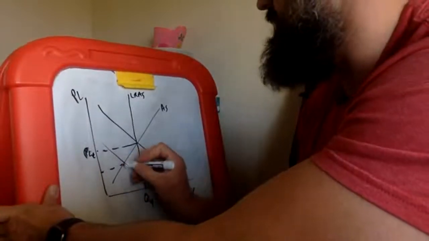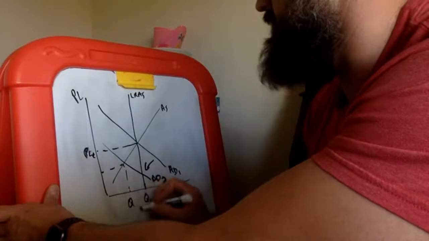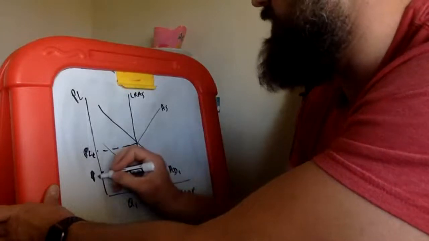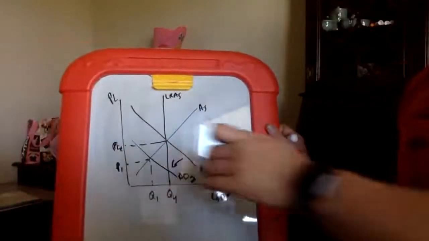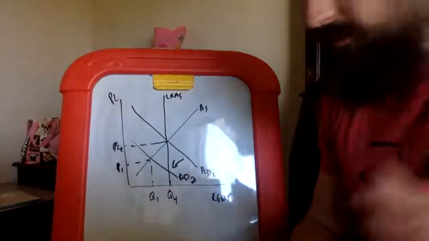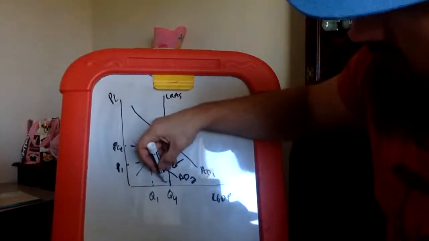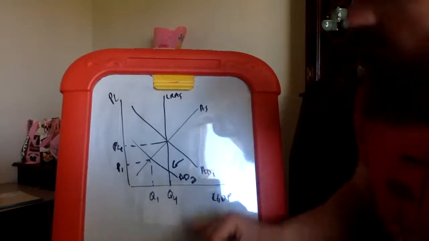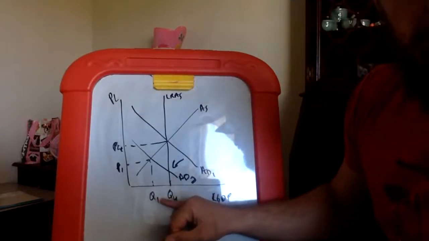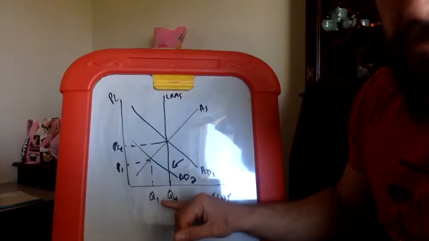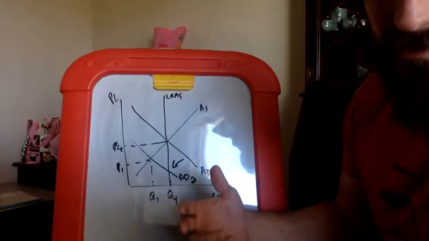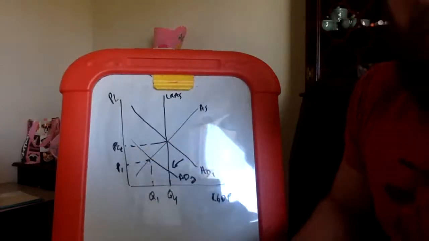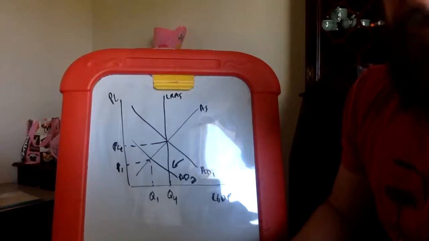And we see what happens is that price levels decrease, and since price levels decrease, output decreases as well. So we're not making as much stuff, and since we're not making as much stuff, people are not buying as much stuff. So prices get lowered.